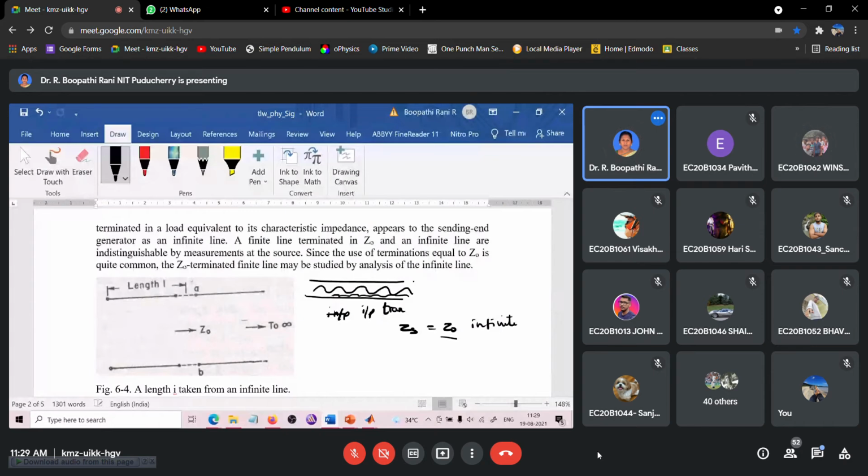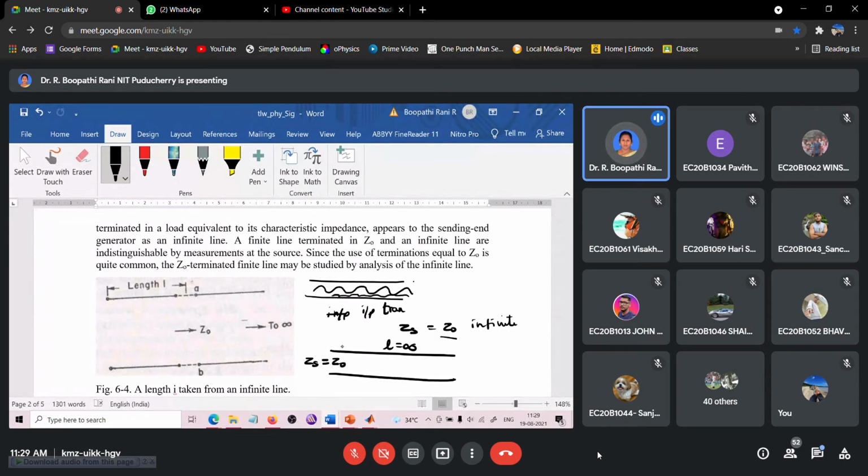See, I am repeating. A finite line terminated with its characteristic impedance Z0 is behaving like an infinite line. And just now, first we saw that we took the length of the line as infinite. For the infinite length, if we measure Zs, we got Z0.